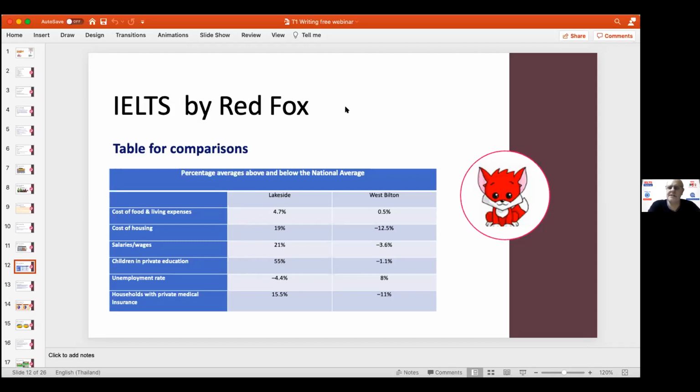The opposite is the case in the other city, where the costs of housing are lower, the salaries are lower. So this is clearly a less affluent place. And the unemployment rate here is higher. So again, we're just really bringing out those comparisons between the data.